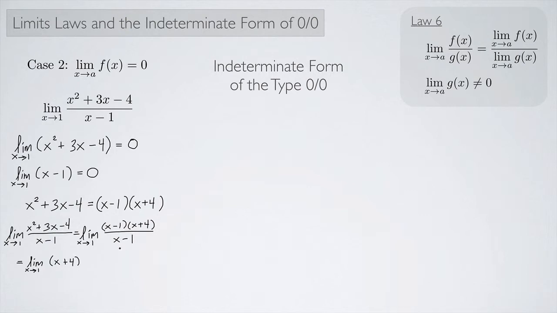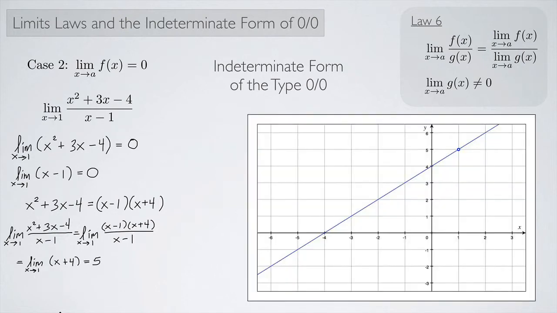So as far as the limit is concerned, this is the same thing as the limit of x plus 4. So these, in a sense, cancel out for the limit here. And when we get that, just x plus 4, well, it's 5. That's an easy limit to evaluate. If we were to look at a graph of this, this looks like a straight line, but we have an open circle here at 1. Why is that? Well, remember, in the original function, when you plug in 1, you're dividing by 0.